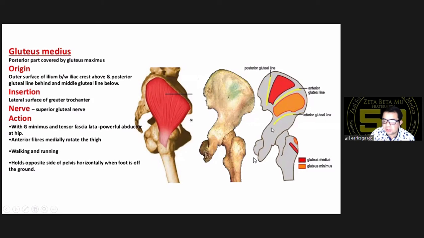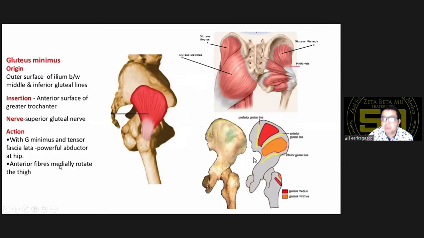It's innervated by your superior gluteal nerve. Its action, together with the gluteus minimus muscle and the tensor fascia lata, is as powerful abductors of your hip. Its anterior fibers also medially rotate the thigh. It's also useful in walking and running. It also holds the opposite side of the pelvis horizontally when the foot is off the ground. Those are the functions of your gluteus medius.